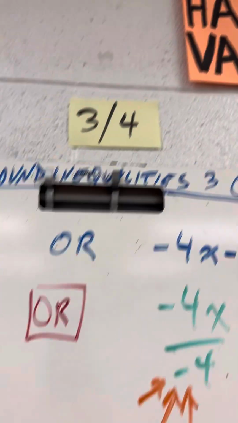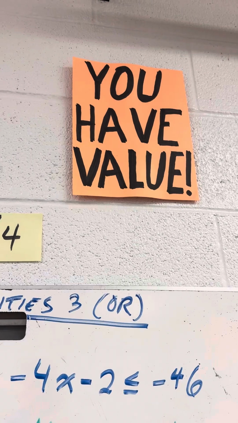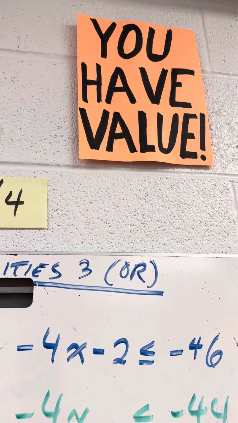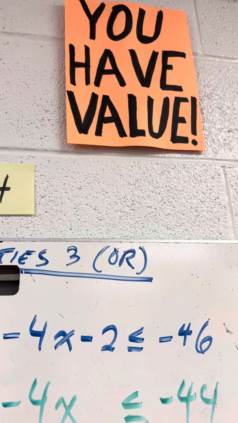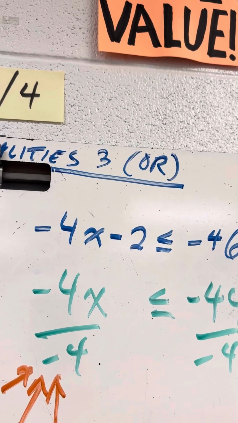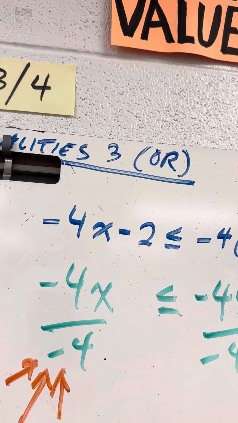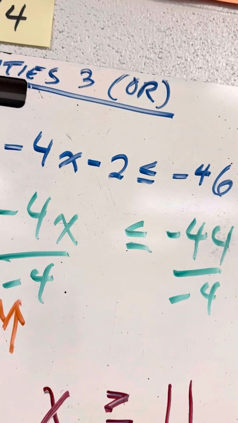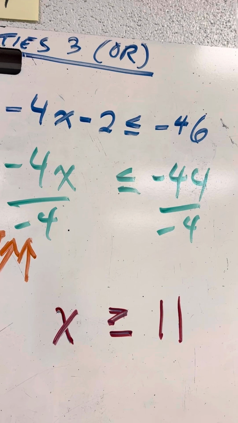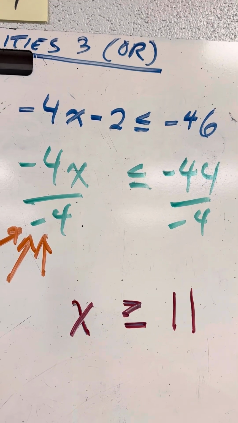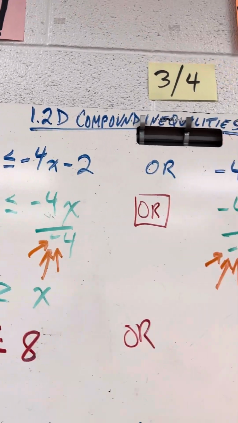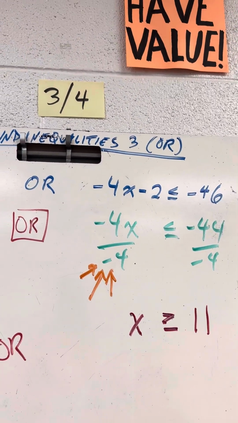Or, here we go, negative 4x minus 2 less than or equal to negative 46. We're gonna add 2 to both sides, making negative 44 on the right side. We're going to divide by negative 4. Warning, when you divide by a negative, you got to flip the sign. X is greater than or equal to 11. Since x is already on the left, we don't have to move it. So we've got x less than or equal to 8, or x greater than or equal to 11.